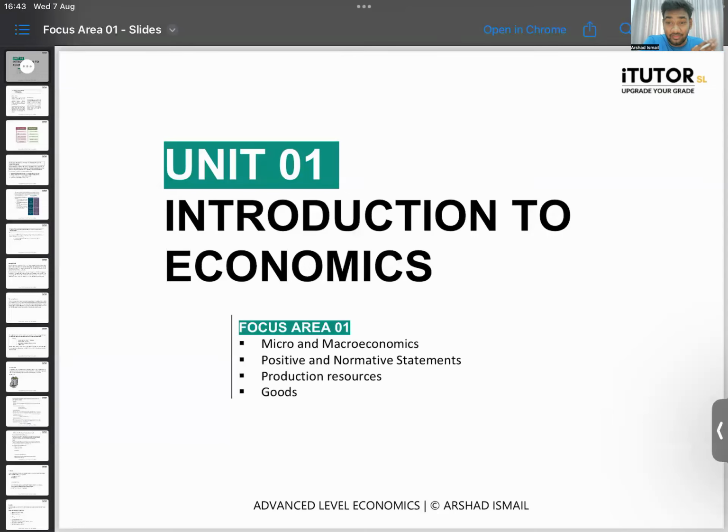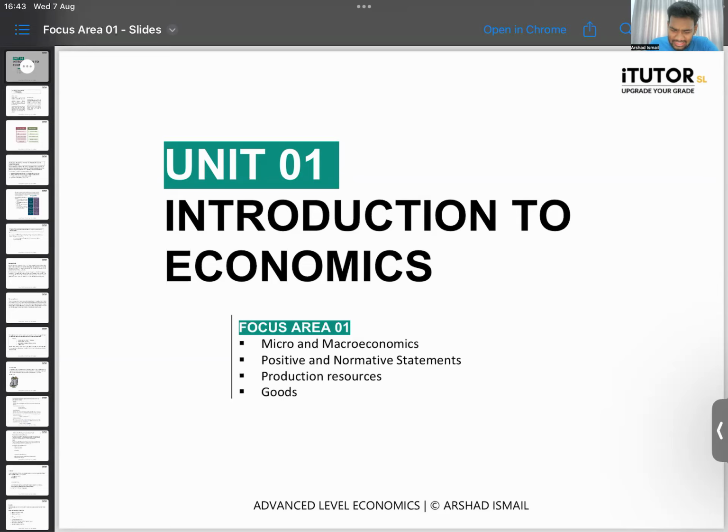Okay, so the first half of the class, Lamai, we will focus on recapping the theory. The next half of the class, we will discuss the paper that you submitted, the main paper. You would have submitted before the class. That's how the class will go. So we'll start with Unit 1, focus area number 1.